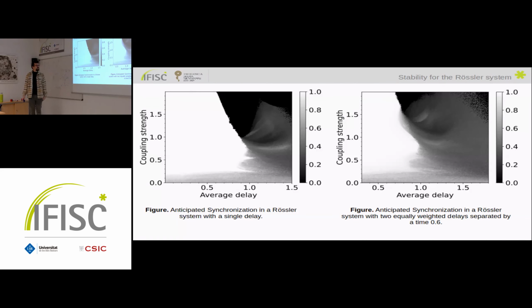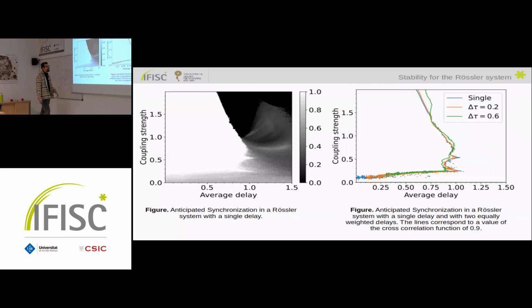But what we want to do here is to compare these two figures, but it is hard to do with the naked eye just by putting one side by side. So in order to have a better comparison, I will pick a value of the cross correlation function, let's say for instance 0.9, and I will plot the contour line at which this maximum of the cross correlation goes from a value higher than 0.9 to a value smaller than 0.9. So these lines are plotted here. This blue line is for a single delay. So it will be basically this line over here in which the maximum of the cross correlation gets below 0.9.